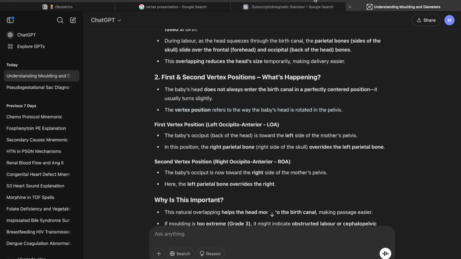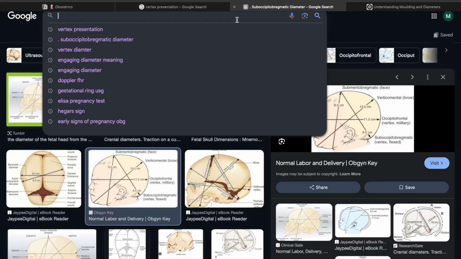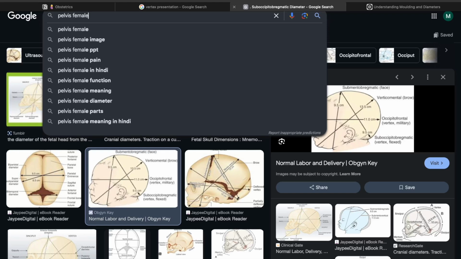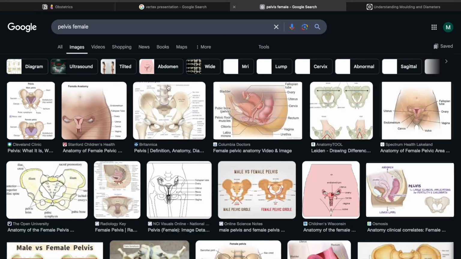Okay, so in the pelvis, so let's see, pelvis, female. Okay, in this particular pelvis, the baby's head is not perfectly aligned, meaning not 100% vertical. So there is some kind of rotation here. So that's what they are talking about.